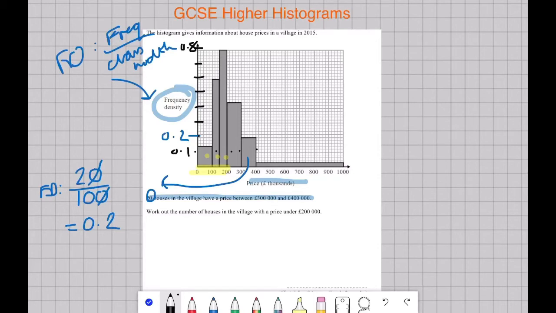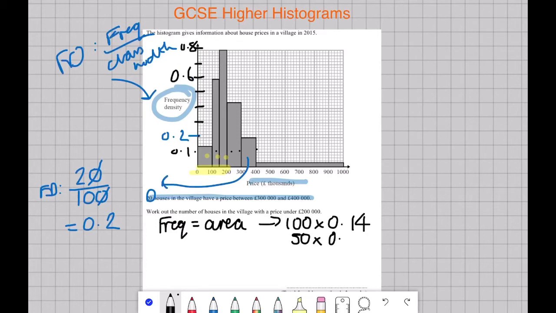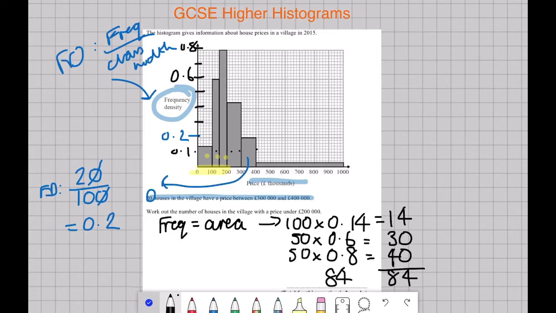So the area of that first bar, well, if that's 0.1, it will go up to 0.14. So the frequency is the area of the bar. So I'm going to do base times height, which is 100 times 0.14 for that first bar. Second bar, the width is 50 and the height is 0.6. And then the third one, width again is 50 and the height is 0.8. So I'm going to type those into my calculator. 100 times 0.14 is 14, then 30 and 40. So I need a total of 84. So the total number of houses is 84.